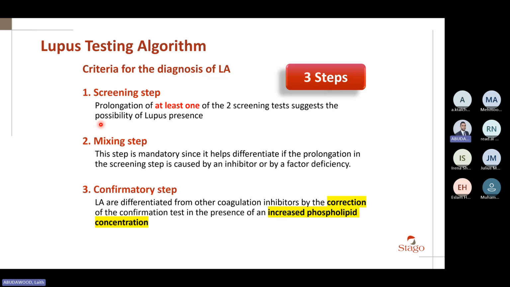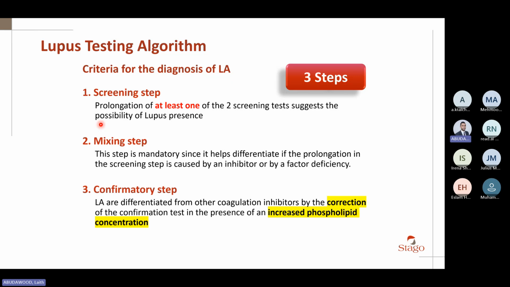If at least one of the two is prolonged, I have to continue testing. The one that is normal, for example, PTTLA is normal, the RVV screen is prolonged. PTTLA is normal, within range, I stop testing. There is no point. I continue with the RVV screen because it's prolonged. Then I go to the mixing step. I run the mixing step.